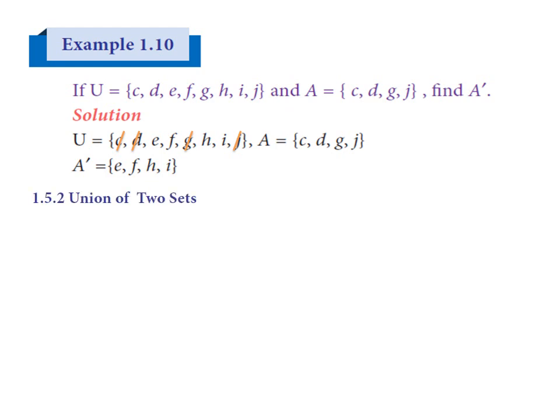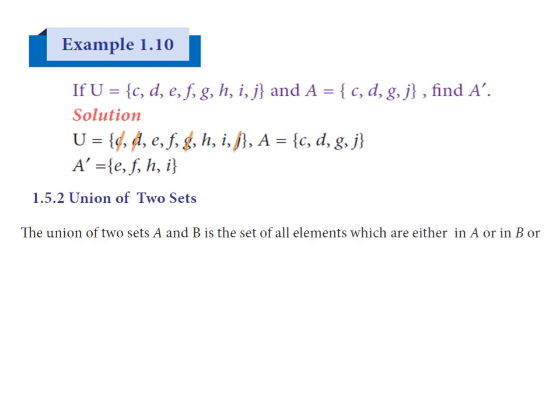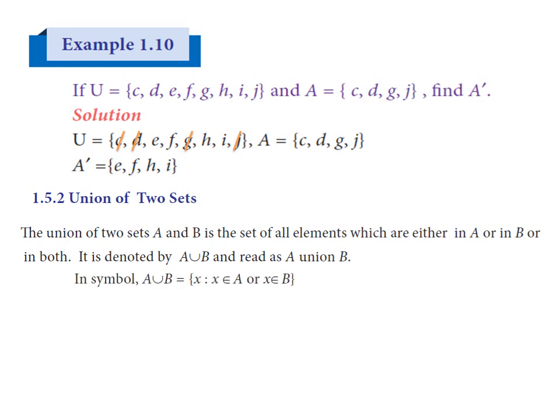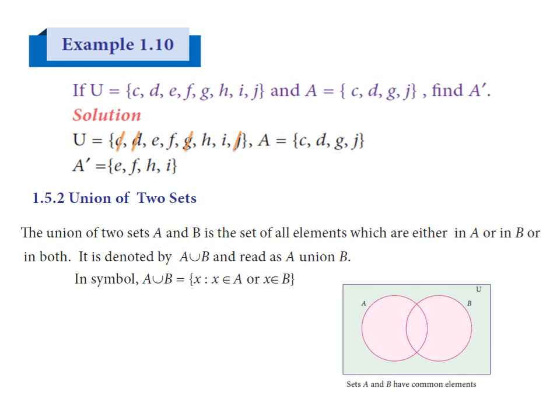Next, union of two sets. It is very easy. The union of two sets A and B is the set of all elements which are either in A or in B or in both. It is denoted by A union B and read as A union B. In symbols, A union B is equal to the set of all x such that x belongs to A or x belongs to B. So this diagram shows A union B in pink color.